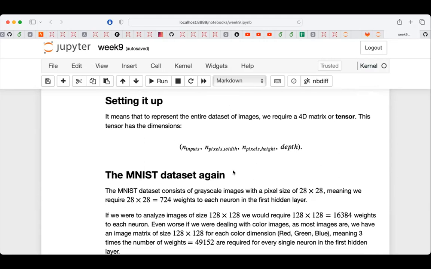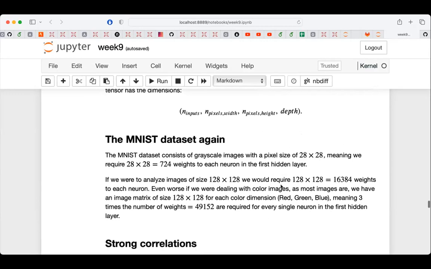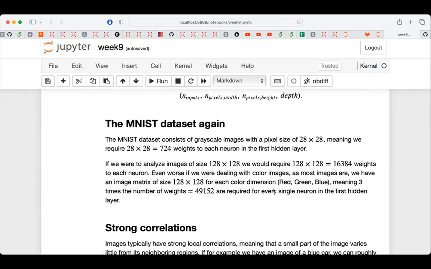But if we now look at the setting up of a convolutional neural network, if you take this original MNIST data set, this is a data set which has 28 times 28 pixels. And that means that you would have 724 weights to each neuron in the first hidden layer if you just run this with a standard feed-forward neural network. If you were to analyze an image which is larger, you would have 128 times 128. So that means 16,000 weights to each neuron. And if you're dealing with color images, you would have to multiply this with 3.